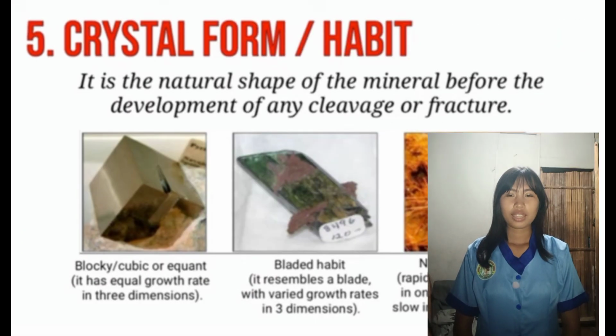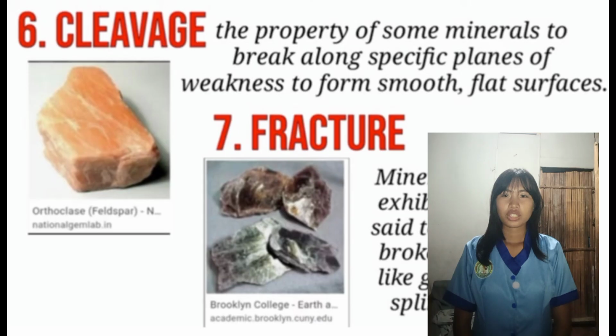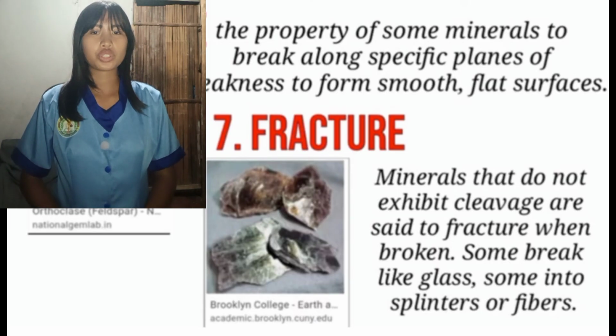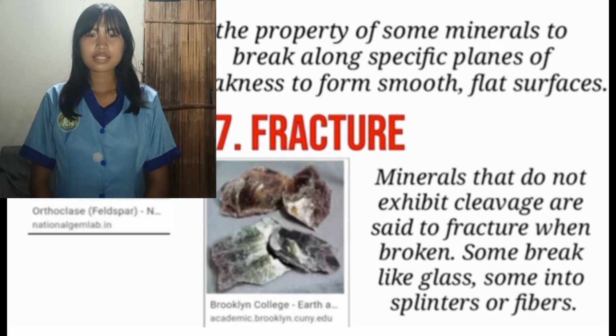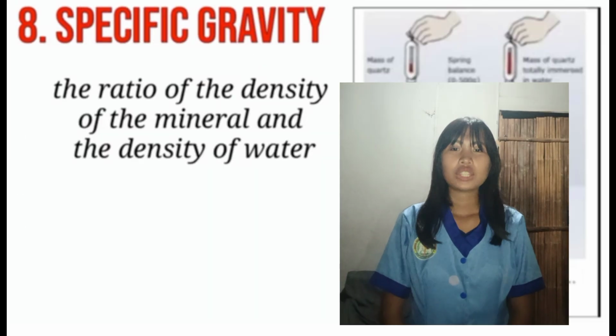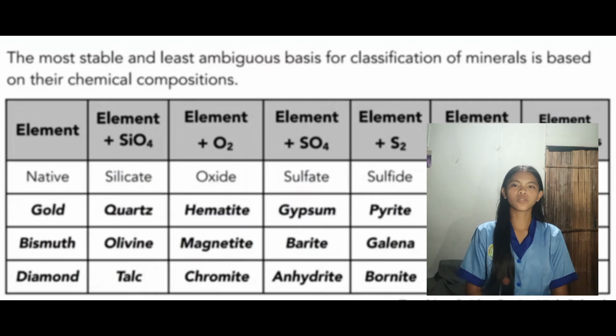Fifth, crystal form or habit. It is the natural shape of the mineral before the development of any cleavage or fracture. Sixth, cleavage. The property of some minerals to break along specific lines. Seventh, fracture. Minerals that do not exhibit cleavage are said to fracture when broken. Some break like glass, some break into splinters or fibers. Lastly, specific gravity, the density of the mineral. The table shows the most stable and reliable basis for classification of minerals, based on their chemical composition.